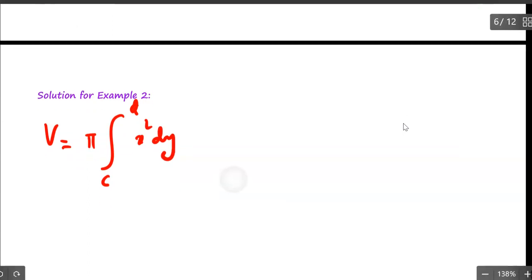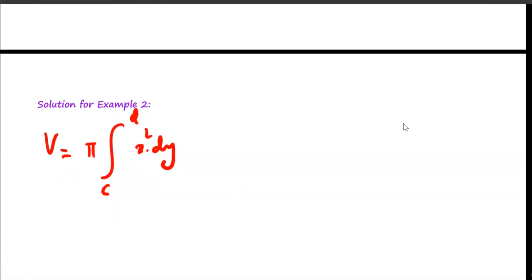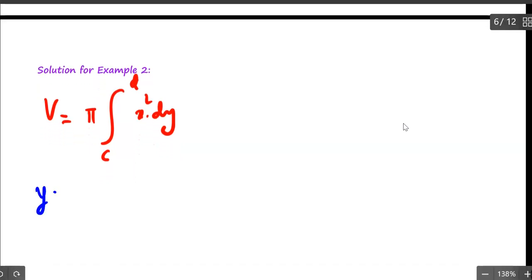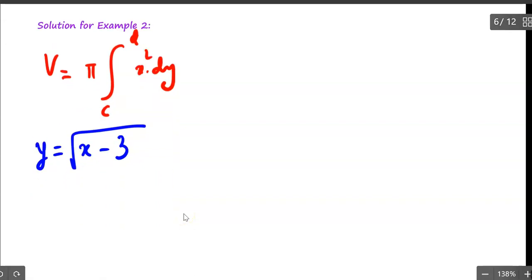So what is x squared? X squared means that you must have a function in terms of y because you are using dy. In this case, you are given y equal to the square root of x minus 3. It means that you are working with a function y, but it's in terms of x. So you need to rearrange this so you have the function in terms of y, which means you have to solve for x.